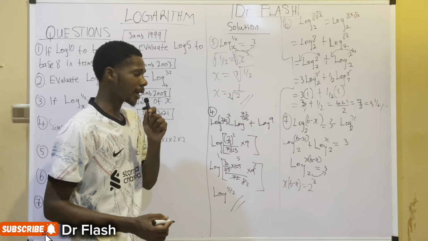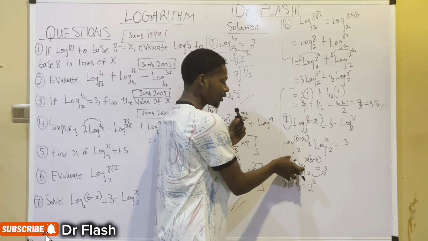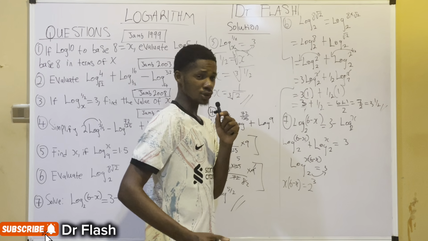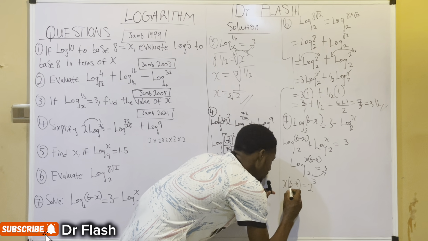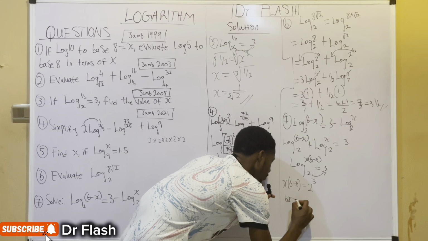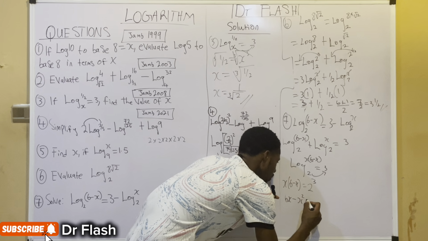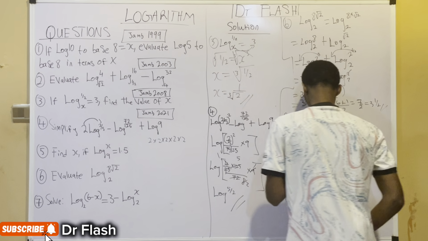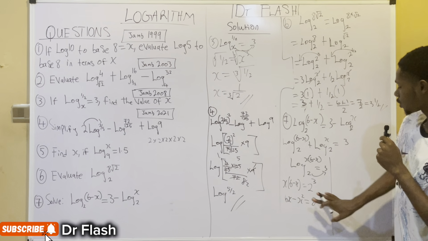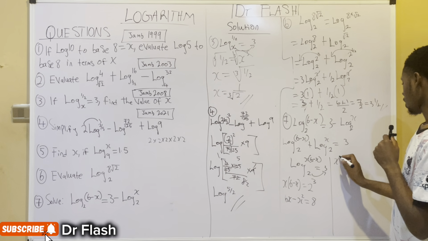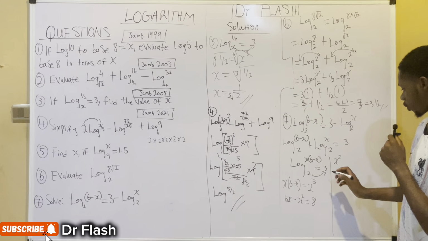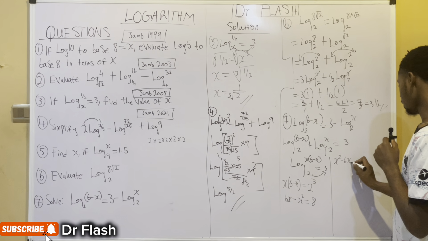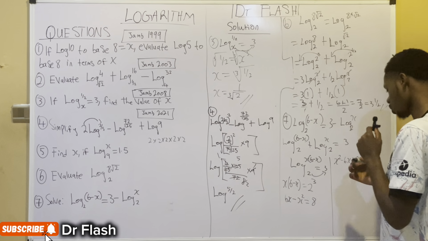Remember the law of logarithm I gave you? Conversion to indices: if you're having a log and a number here, we can convert it to indices, and the base of the log is going to be raised to what is on the other side. So x times 6 is 6x, minus x times x is x squared, equals 2 to the power of 3, which is 8. Now we're having a quadratic equation which we are going to solve. We can rearrange it, take everything to the other side. We're going to have x squared minus 6x plus 8 is equal to 0.